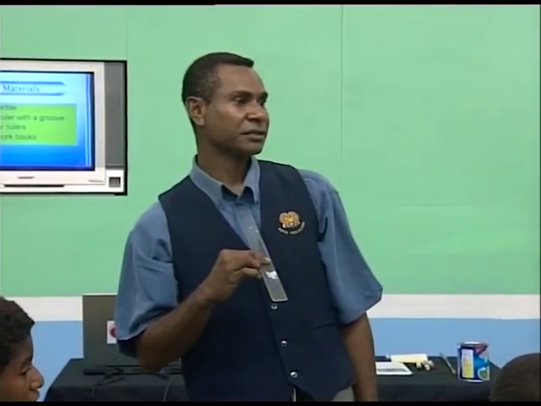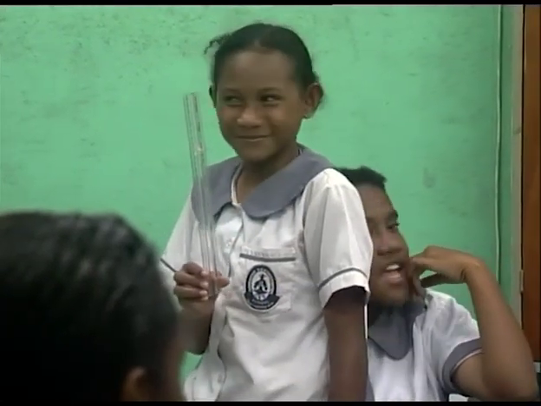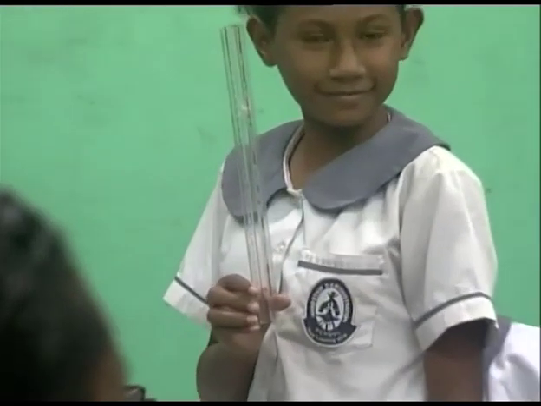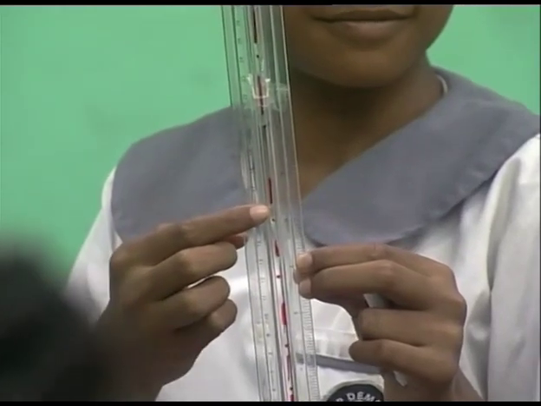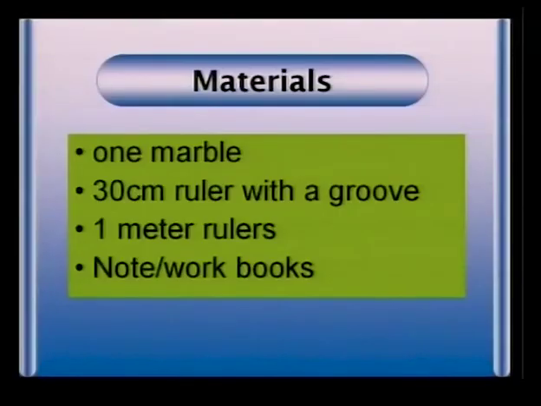Stand. Okay, right. There's a groove running down the ruler. So you just point to where the groove is. Right, along the ruler. Good, thank you. Plus a notebook or a scrapbook, and the teacher will provide you 1 meter rulers.